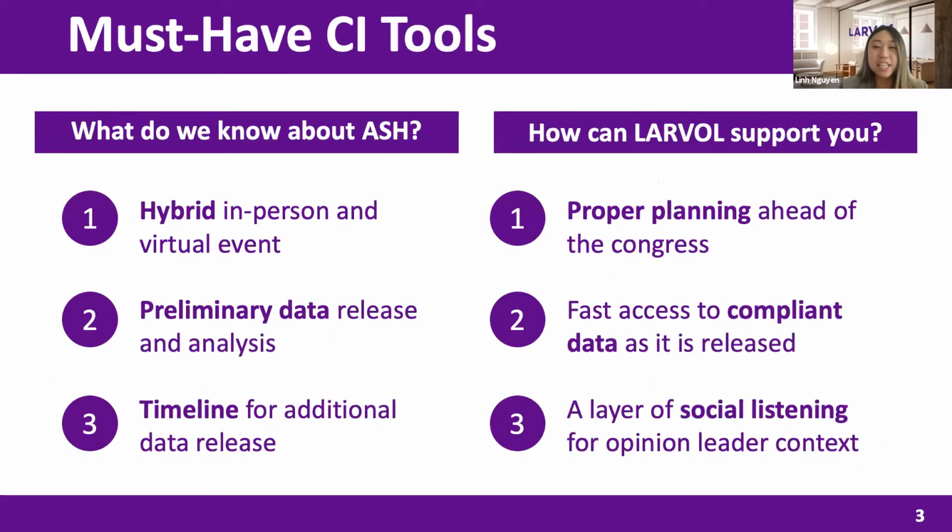So let's get started. Today, we're going to quickly show you a few ways that our digital tools can help support your CI strategy. We're going to take a look at what we already know about the data coming out of ASH, and then dig into how we can process and best make use of the data before, during, and after the event. So the three key CI areas we've identified with our oncology customers are: one, proper pre-conference planning. Secondly, easy access to compliant data that's released during the event. And then last but not least, really smart social listening to give you a feel for the opinions of the oncology community.